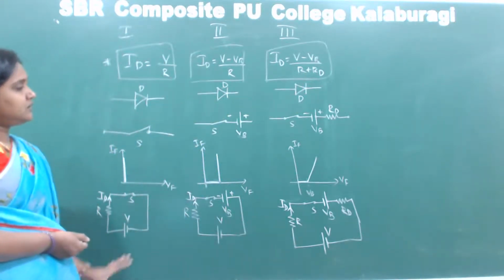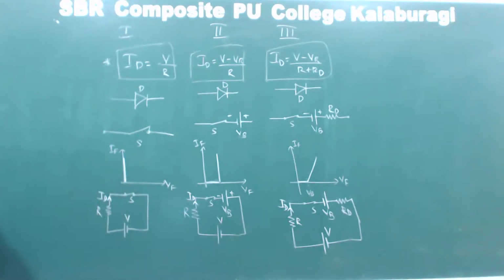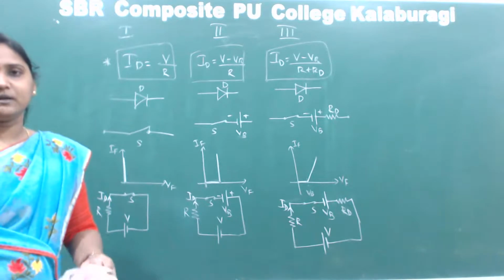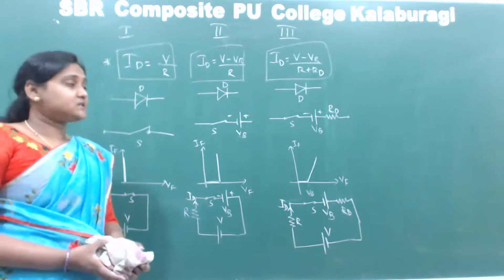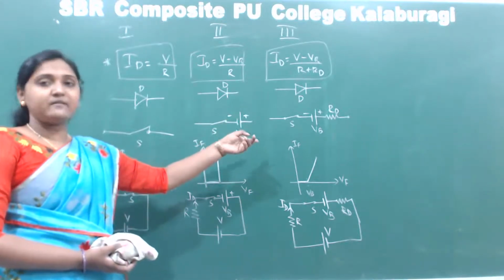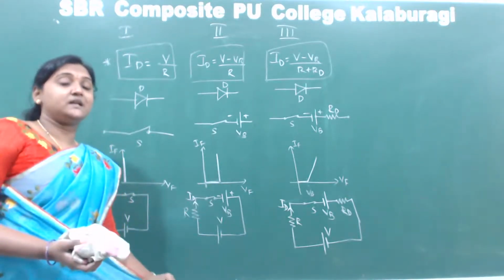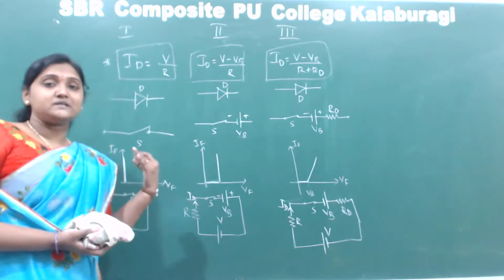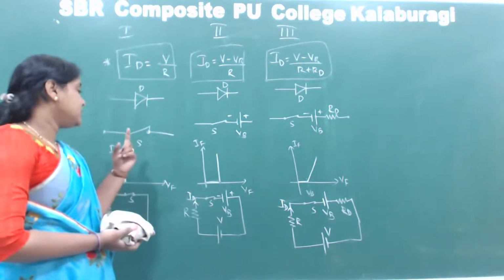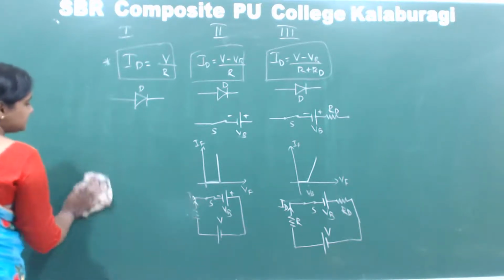This is the summary of all the three approximations. In the first approximation, the ideal diode is only acting as a switch. In the second approximation, the diode acts as a switch plus one internal barrier potential. In the third approximation, the switch has one internal barrier potential plus one internal resistance. Otherwise, the diode itself is acting as a switch plus a barrier potential plus a resistor. Okay. So this is about the third approximation.